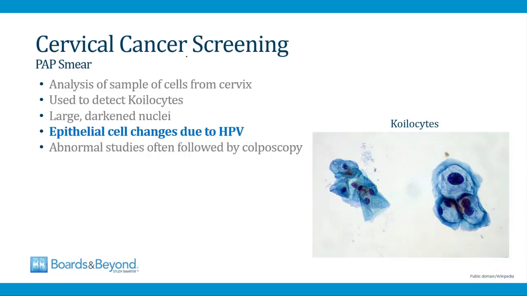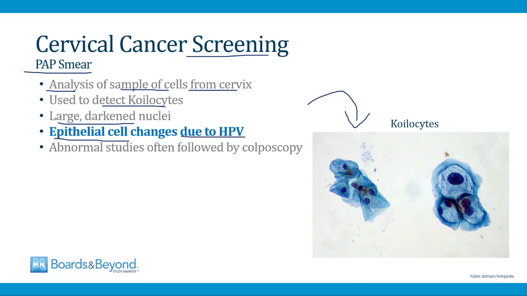So now let's talk about screening for cervical cancer, and we'll start by talking about the Pap smear, also known as the Pap test. This refers to an analysis of a sample of cells collected from the cervix, and the idea is to analyze those cells under the microscope and look for koilocytes. Koilocytes are cervical epithelial cells with large dark nuclei. They look like what's shown on the screen here. And when you see koilocytes on a Pap test, this is evidence that epithelial cells have begun to change in the cervix because of HPV infection.